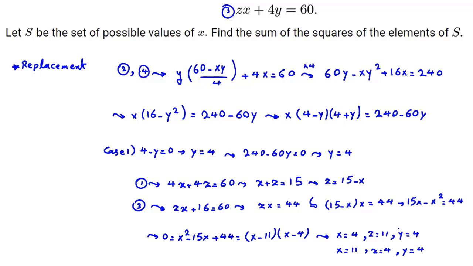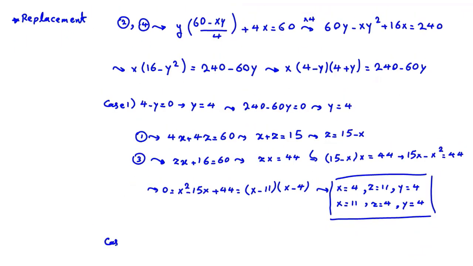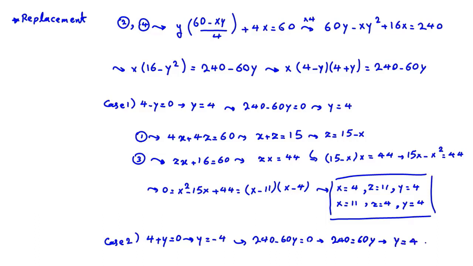So we found, and we can check. If we replace, you will see both answers satisfy all three equations. So we found two answers now for x, 4 and 11. Let's check case 2. We want to divide both sides by (4 minus y) times (4 plus y). If 4 plus y is 0, then the left hand side is 0, then y equal to negative 4. And the right hand side is also 0. So 240 minus 60y is 0. So 240 equal to 60y. So y equal to 4, contradiction. So it's not possible.